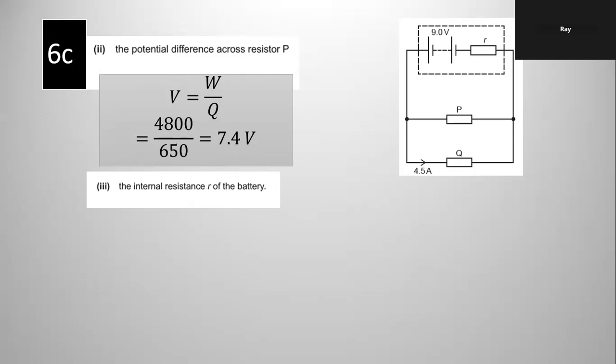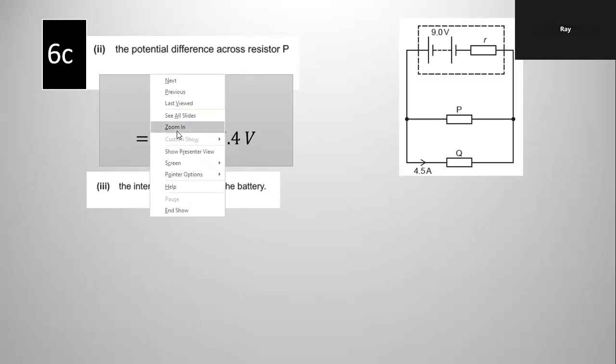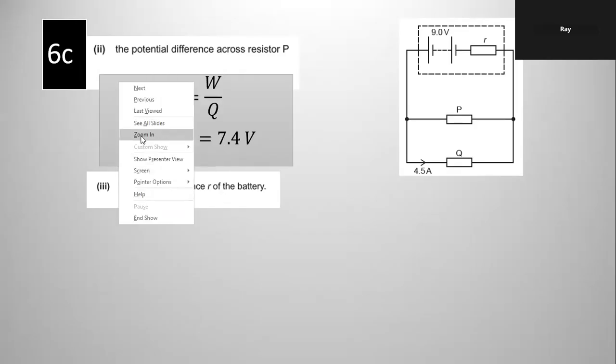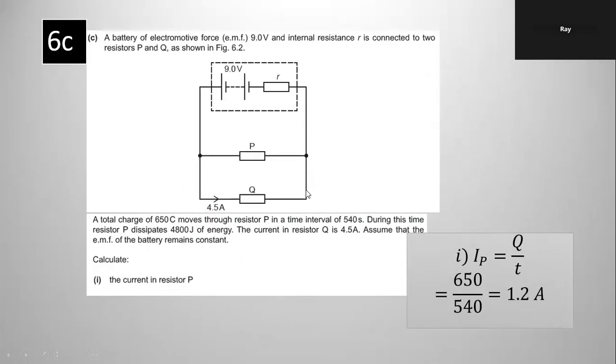Teacher, can I derive the power? 4,800 over 540. Is there anything in the question that can calculate power? Yeah, they give the time interval. You use this energy divided by time to get power. That can also work.